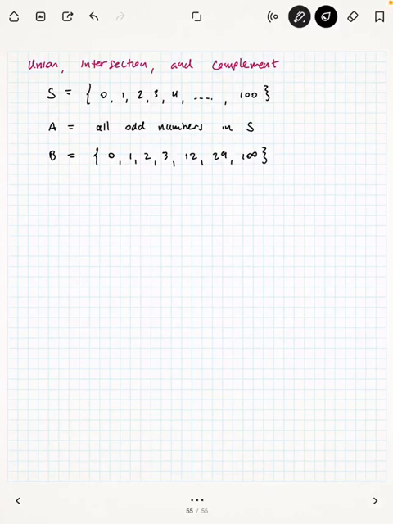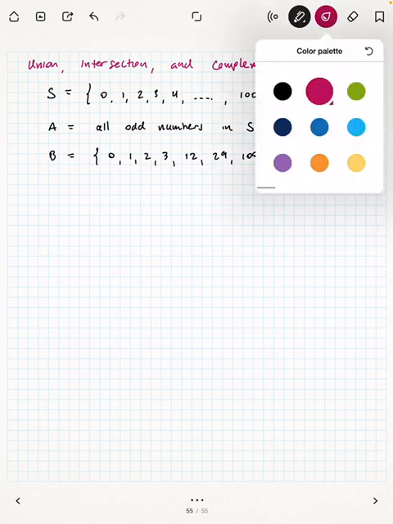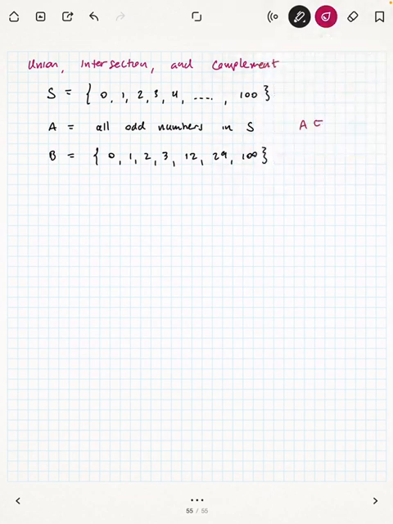So, as we've talked about sets and sample spaces, we also need to talk about the different kinds of operations that we can do on them. To illustrate, I have a sample space S consisting of all the whole numbers between 0 and 100, and I have two events, or subsets of S. So we would write that A is a subset of S, B is also a subset of S, so that symbol means subset.